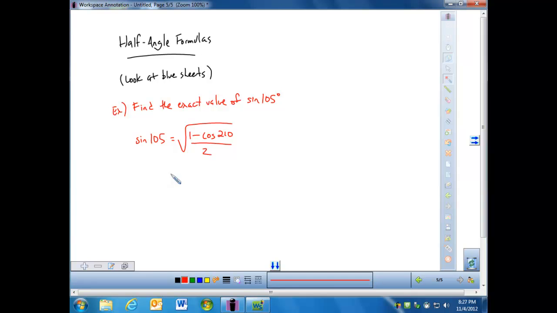So we plug that 210 in. We go and find the exact value of 210. The exact value of the cosine of 210 is negative radical 3 over 2. Work that out, we got 1 plus radical 3 over 2, all over 2.